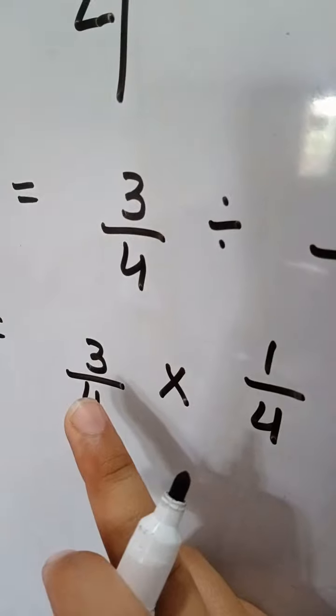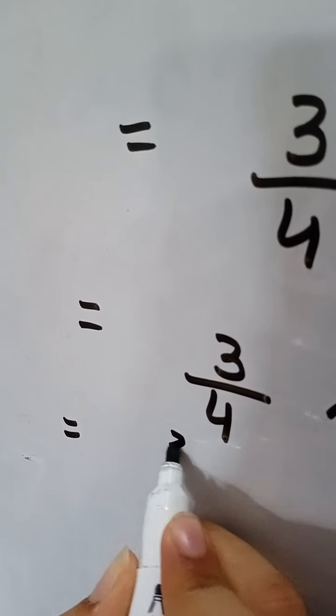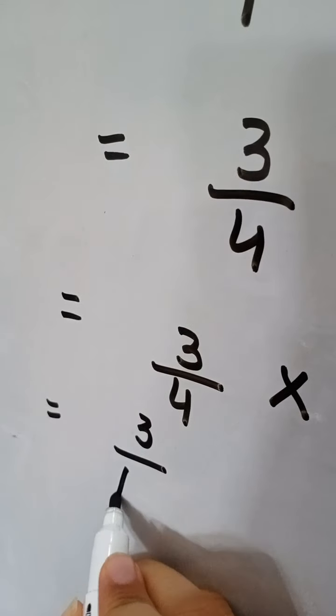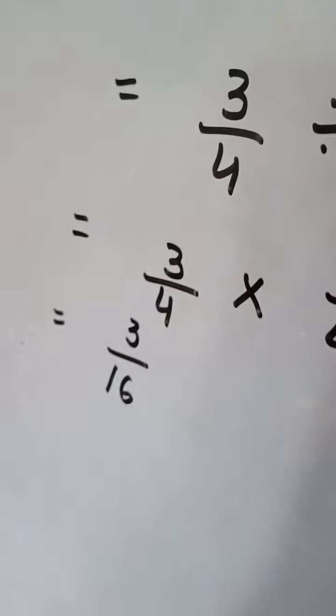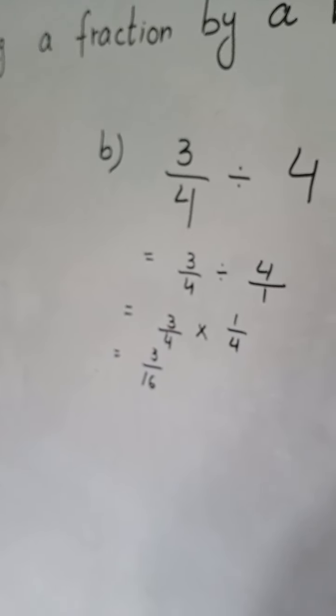So you will simply multiply numerator with numerator, 3 1s are 3, and denominator with denominator, 4 4s are 16. So the answer is 3 by 16. Is it clear? So this was about how we divide a fraction by a whole number.